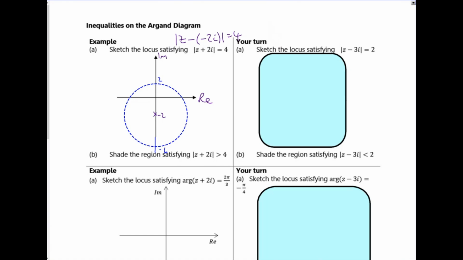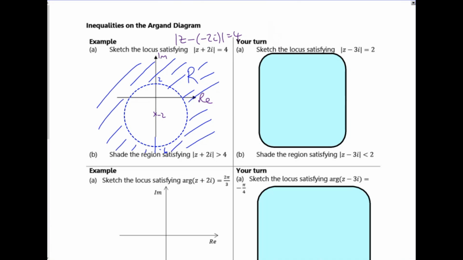Now we're being asked to shade the region here satisfying this inequality. So first off, we've drawn the locus, and then we're looking for basically all of the points where the distance from minus 2i is greater than 4. So in this case, these are the points outside the circle. We're going to label this up with an R. So this is the region that we do want. So we're shading the region that we do want, and it's this outside bit here.